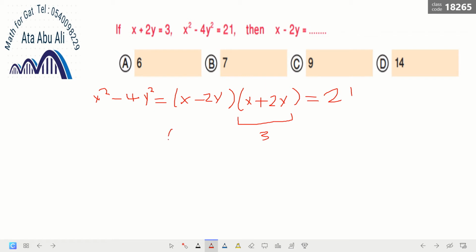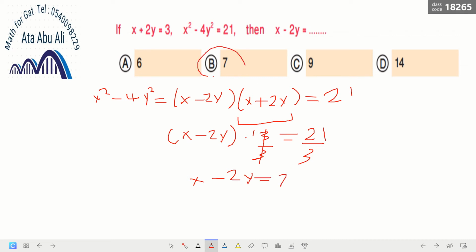That means x minus 2y times 3 is equal to 21. Then I divide both sides by 3. As we know, 3 divided by 3 is 1. Now x minus 2y is equal to 21 divided by 3, which is 7. So the answer here is B.